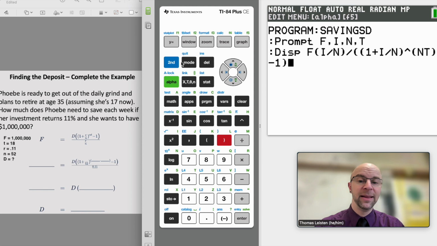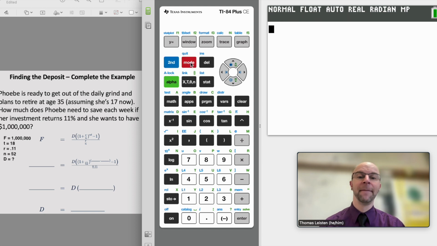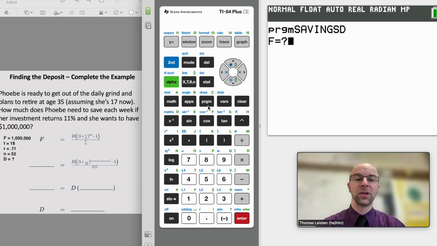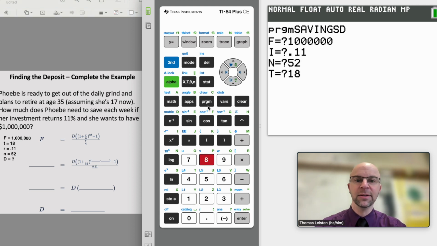So getting out of this, I'm going to hit second mode or second quit. That's going to get us out of the program. Then I can run it, execute, and see how it works. So now, back on the home screen, I'm going to go to Program, TI Basic. There's the program we just created, Savings D. I hit Enter and execute. It's going to ask me for the values. Now, Phoebe here wanted $1 million. Using an 11% interest of 0.11, how much do we need to save every single week? And we're going to do that for 18 years.